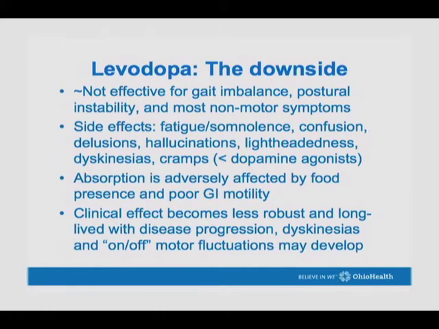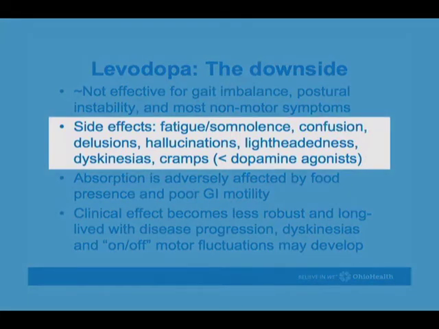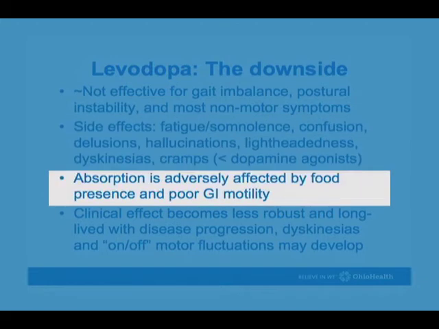Downside, very similar to the dopamine agonist drugs. Again, some of these aspects of Parkinson's that are later in the progression and may not be as closely tied to the dopamine signaling system may not respond as well. Similar types of side effect potential. Absorption is adversely affected by food and poor GI motility, gastrointestinal. The food I'm talking about really is protein.